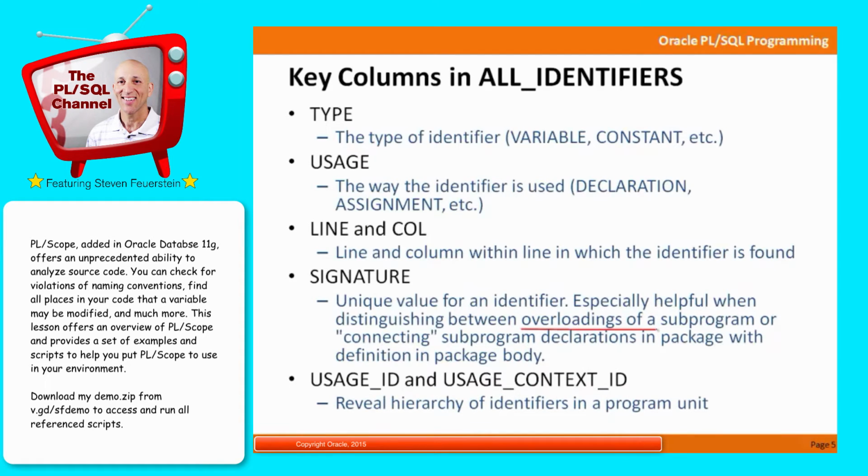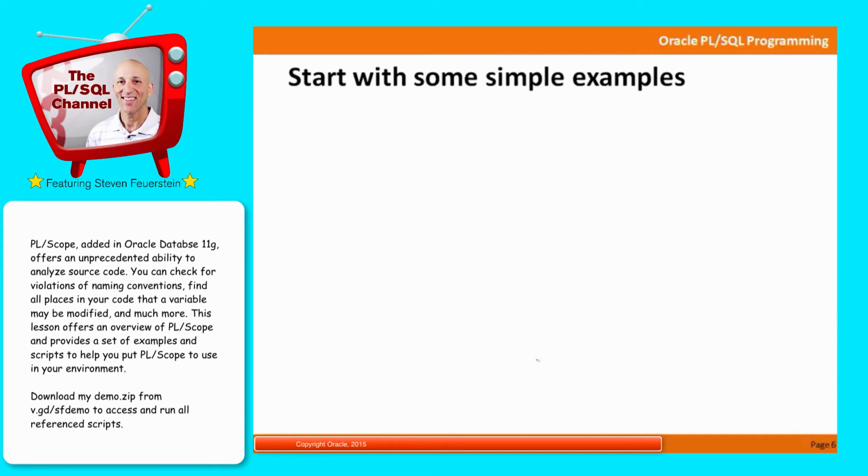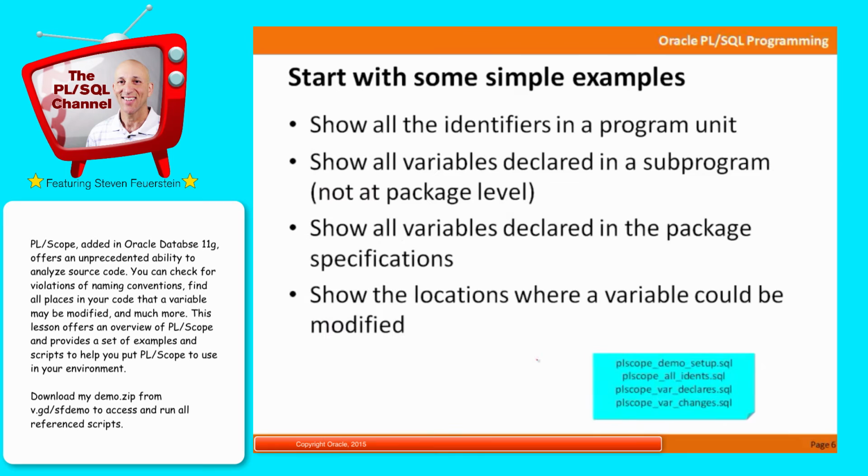Usage ID and usage context ID are used essentially to reveal the hierarchy of identifiers in a program unit. The usage context is the parent for the usage ID. Usage IDs are not unique. They're actually declared or allocated sequentially in each different program unit. So the signature is the only unique identifier that we would be searching on or joining on. Usage ID is generally used with usage context ID, and I'll show you an example of that on the next page. So let's start with some simple examples.